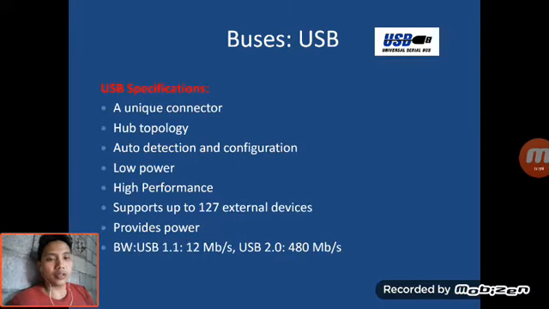USB specifications: a unique connector, hub topology, auto detection and configuration. Low power. It is high performance, supports up to 127 external devices, provides power. Backwards compatibility: USB 1.1, 12 Mbps, USB 2.0, which is 480 megabits per second.